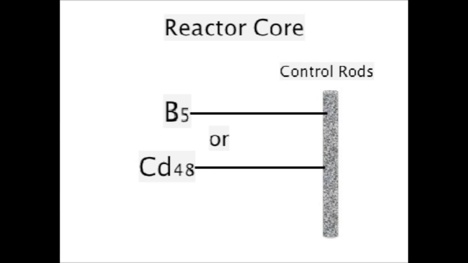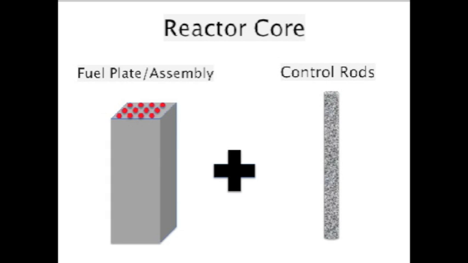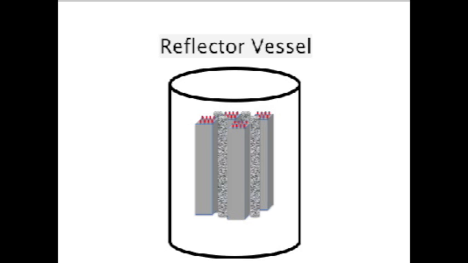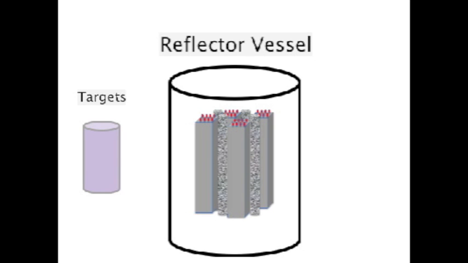There is a lot of careful planning of the position of fuel rods and control rods within the core, so precise conditions for controlled fission chain reactions can be established. The reactor core is located within the reflective vessel. Placed within the reflective vessel are the irradiation facilities containing targets used for fission and neutron activation.